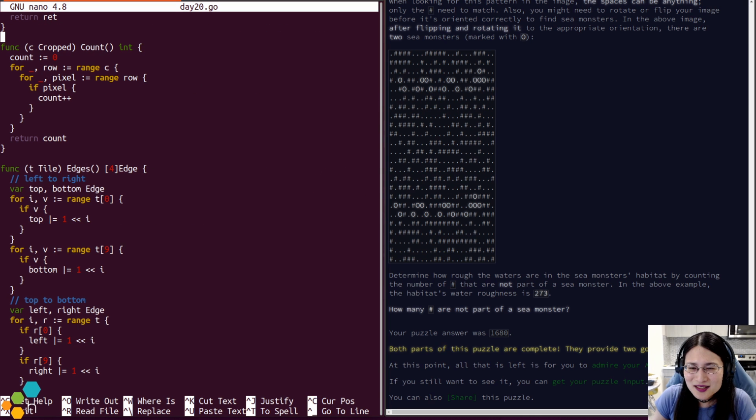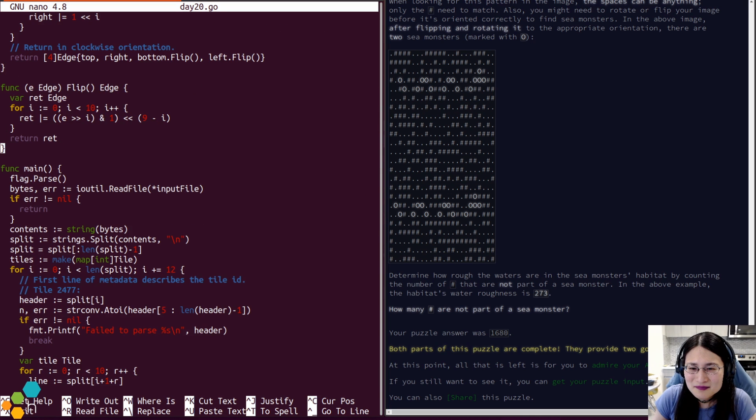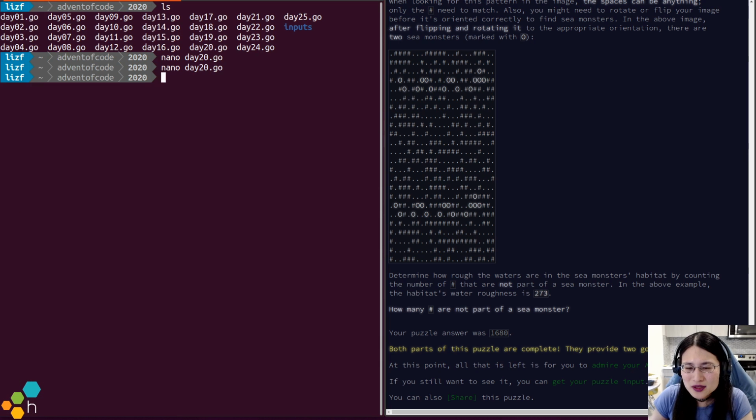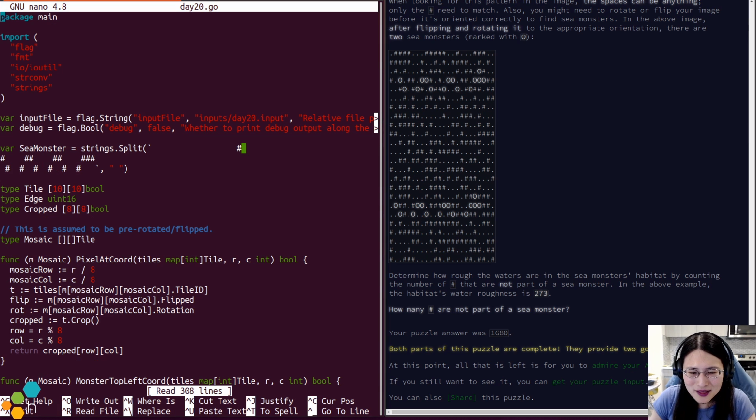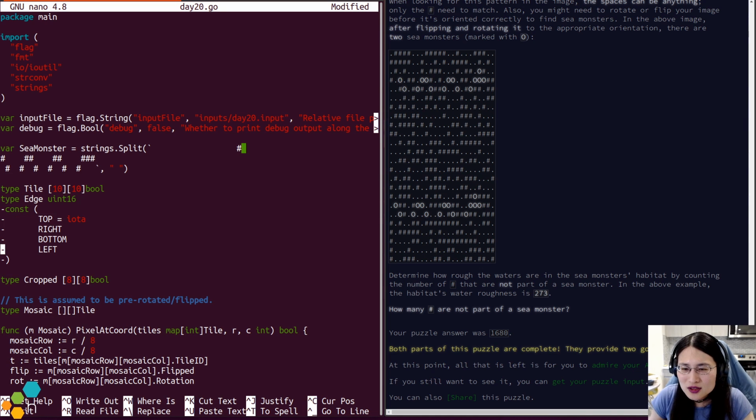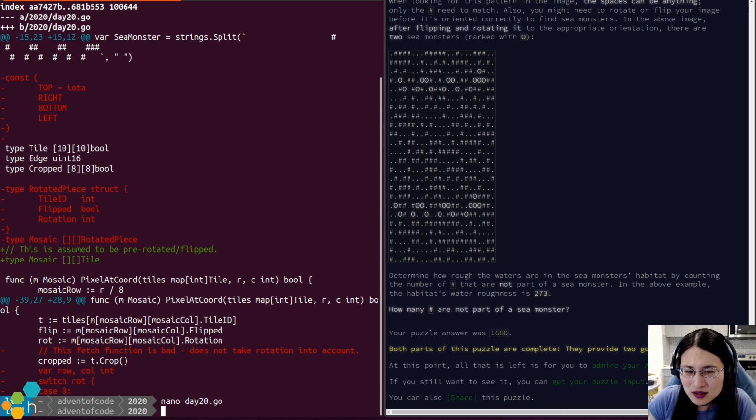All right. Oh, actually, let's see this. I do need these constants still because they define the order in which the edges are stored. So that is still, that goes here. All right, let's just quickly format this.